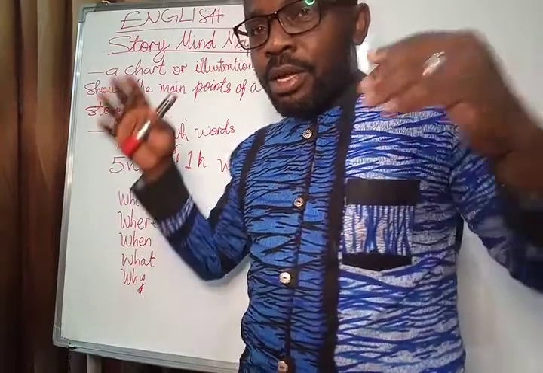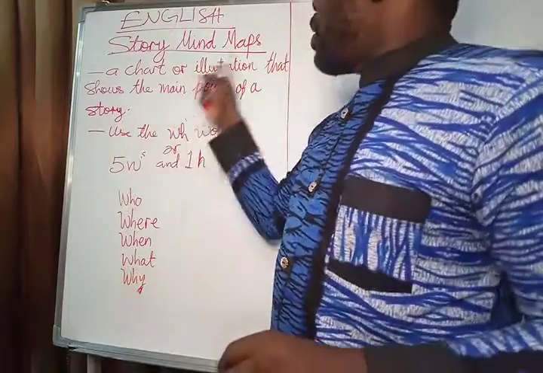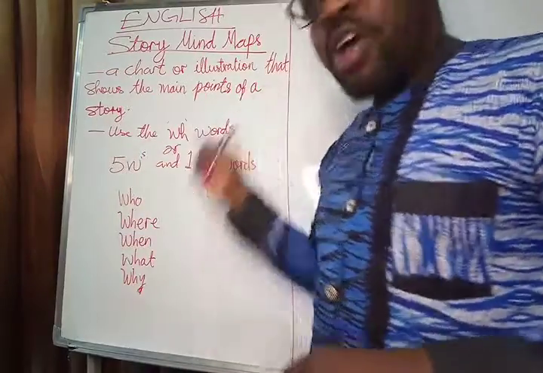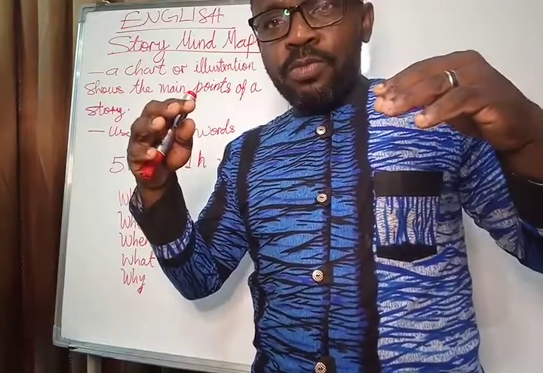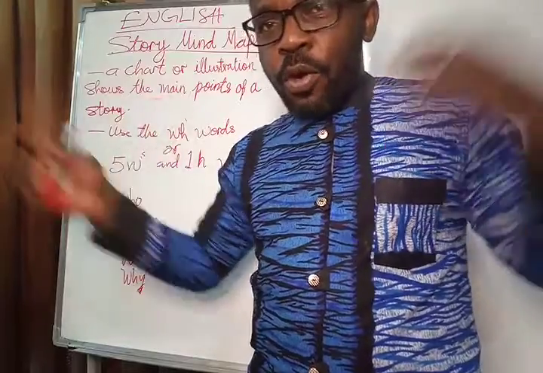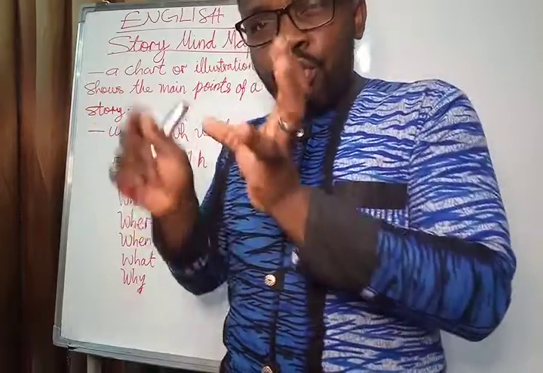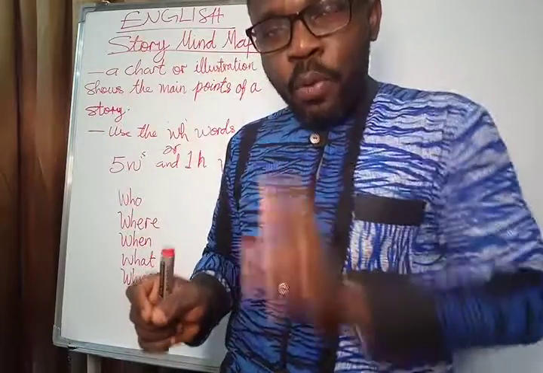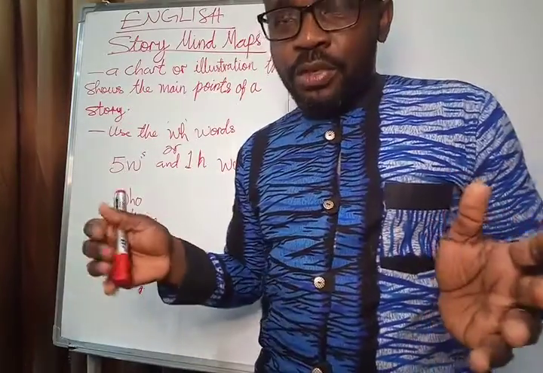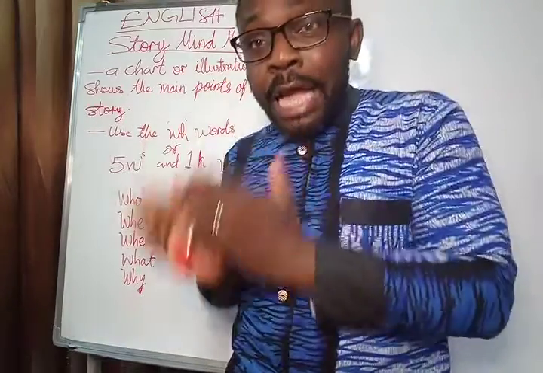Okay, now a mind map or a story mind map, as the case may be, is a chart or illustration. By illustration we mean a drawing that shows the main points of a story. Now, if you want to write a good story, sometimes you have your thoughts flowing all over the place. A story mind map helps you itemize what you need to do, the main points, so that you don't miss some important part of it or spend too much time on one part of it. So the story mind map helps you organize your story.